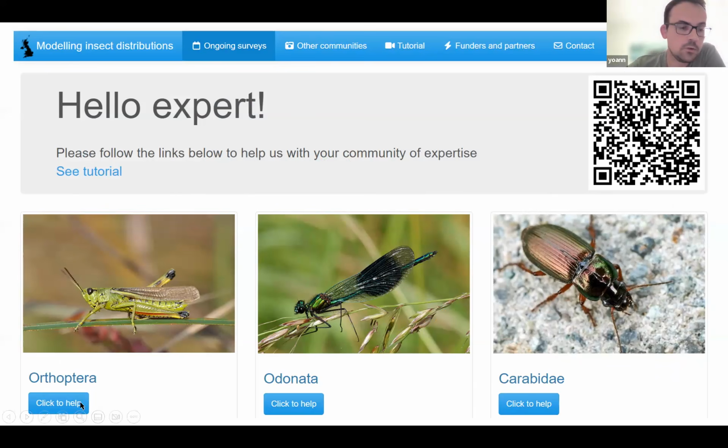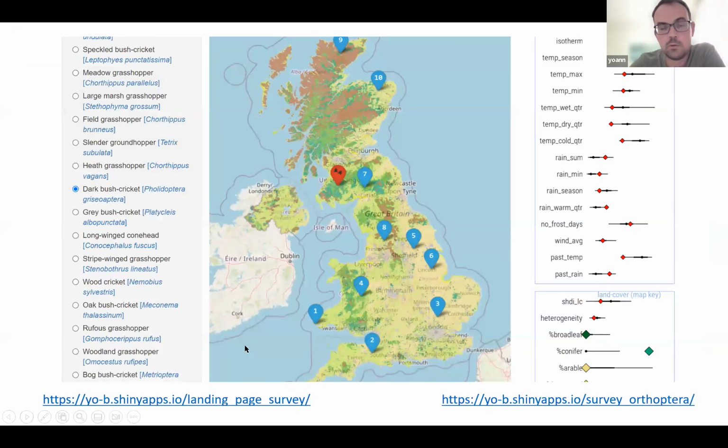If you click here on Orthoptera, for example, you will get a survey about Orthoptera in which you can select a species that you think you're able to identify. You can do it for only one species if you want. Then you're shown 10 random points across the UK. If you're not happy with those, you can reshuffle them. And then you answer only for the points you can answer for, basically. If you're from the Southwest and can answer for that, you can zoom, obviously, and get details of the location you're asked about in terms of drivers.